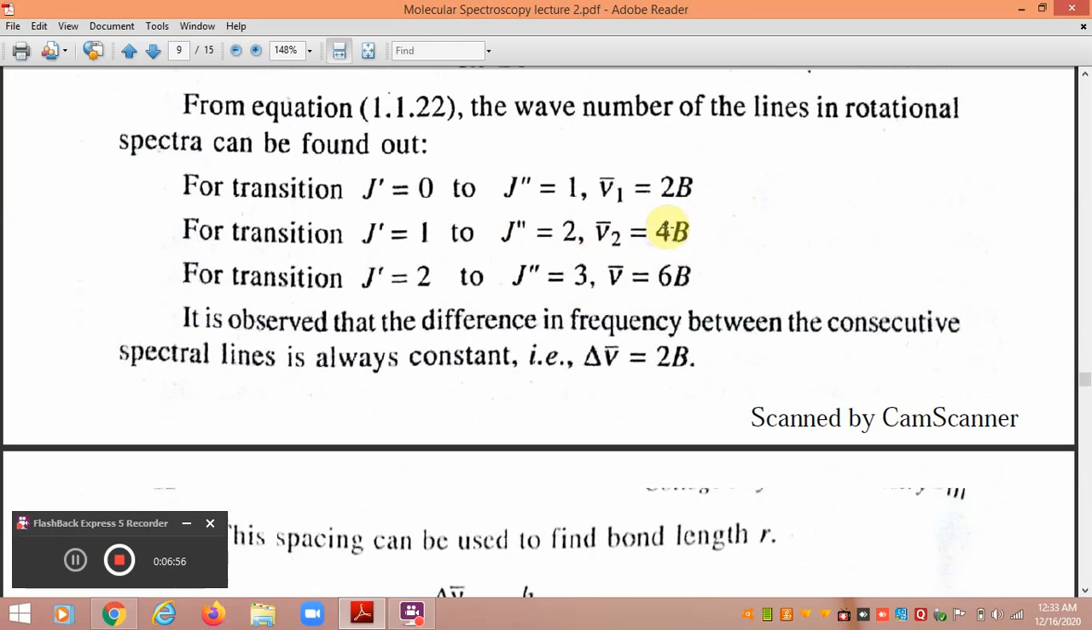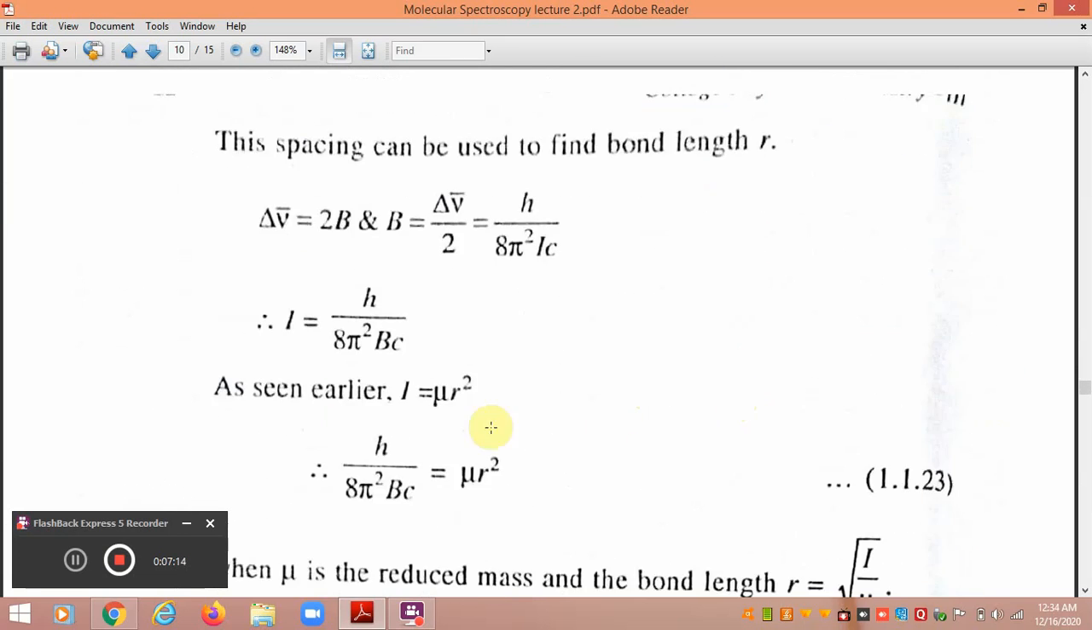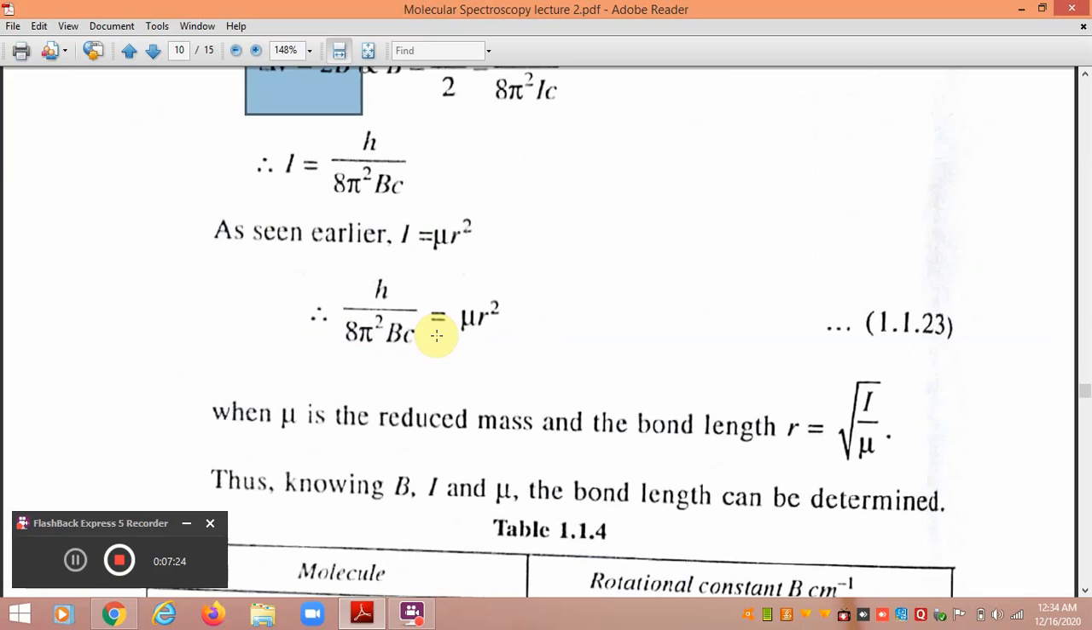If we calculate the energy difference between these lines, 4B minus 2B is equal to 2B, and 6B minus 4B is also 2B. So the frequency difference between consecutive spectral lines is always equal to 2B. Therefore delta mu bar is equal to 2B, so B is equal to delta mu bar divided by 2, and it is equal to h upon 8 pi square into I into c.